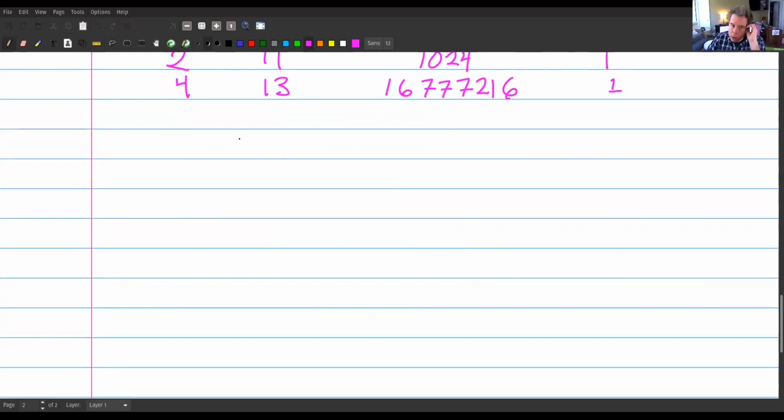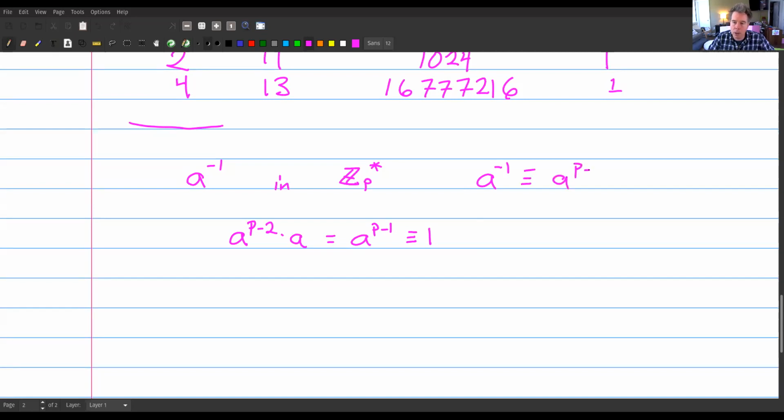So what good can you do with this? One thing that you can do with it is compute inverses. If you want to find A inverse in ZP star, the multiplicative group mod P, we already learned how to do this last time using the extended Euclidean algorithm. But it's also true that A to the P minus 2 times A is the same thing as A to the P minus 1, which is congruent to 1. So it's always true that modulo a prime, A inverse is congruent to A to the P minus 2.